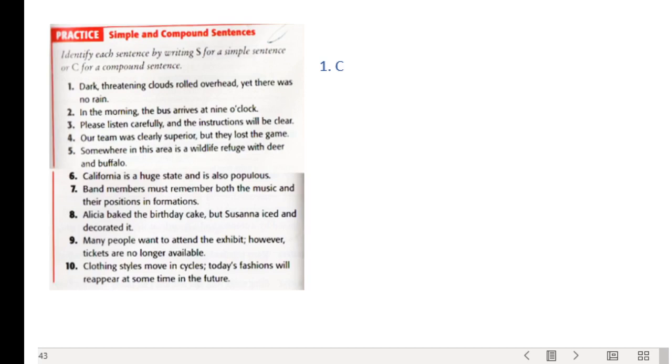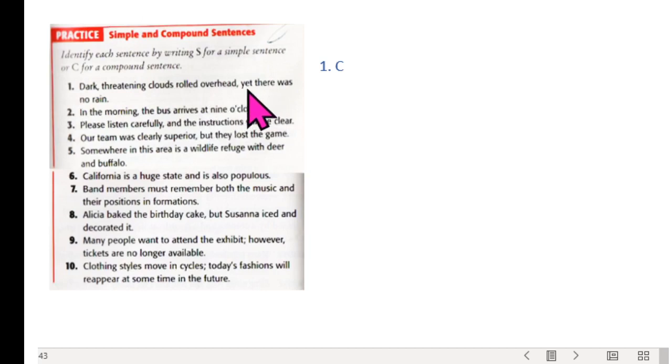Okay, an exercise they provide here is: dark threatening clouds rolled overhead, yet there was no rain. Here they're asking you to identify the sentence by writing S for a simple sentence or C for a compound sentence. Dark threatening clouds. Dark and threatening are saying what type of clouds. Okay, rolled overhead. That's a verb. Dark threatening clouds is a subject. Rolled overhead is a predicate.